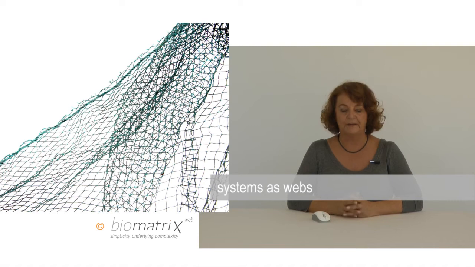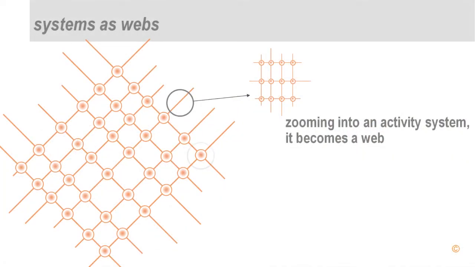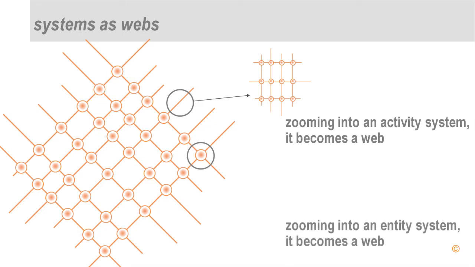Likewise, if we are zooming into a function in an organization, say the marketing function, we will see maybe different marketing units, subunits, and individuals interacting with each other with various activities. We can also look at the entity perspective of the biomatrix, and if we zoom into an entity system, then we will see a web of interacting activity and entity systems.